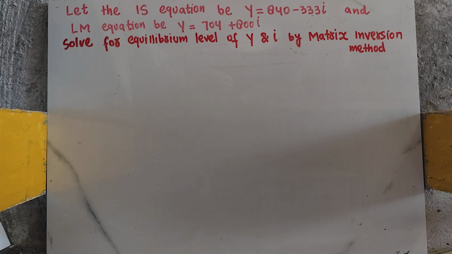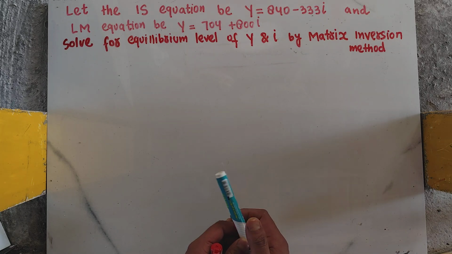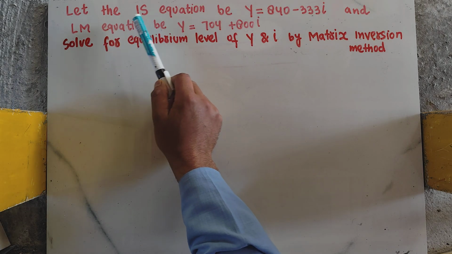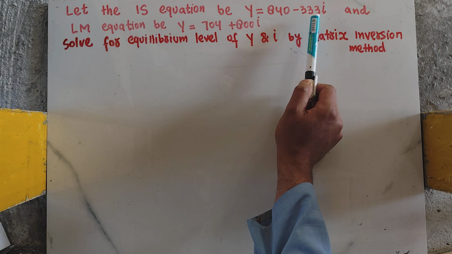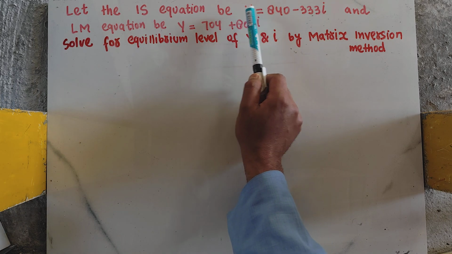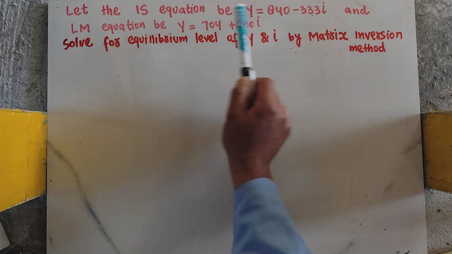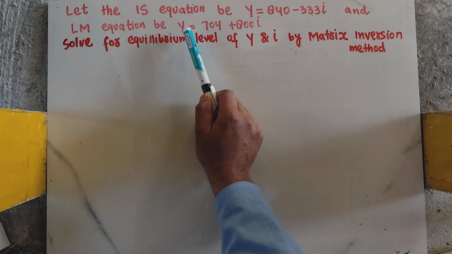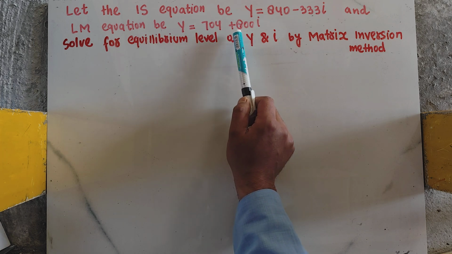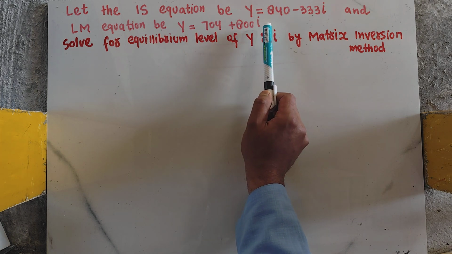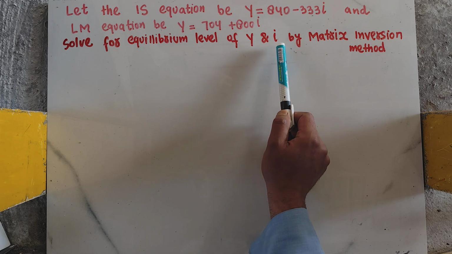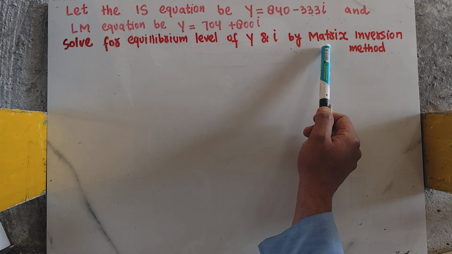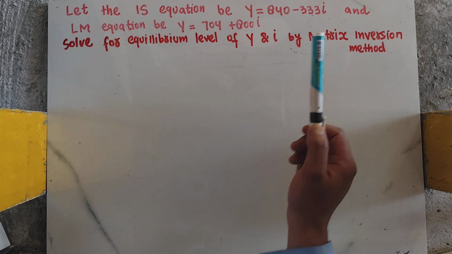In this video, we will solve the IS-LM model using the matrix inversion method. The question is, let the IS equation be y is equal to 840 minus 333i, where y is the income and i denotes the rate of interest. And we have the LM equation, which is y is equal to 704 plus 800i. Solve for equilibrium level of income and rate of interest by using the matrix inversion method.